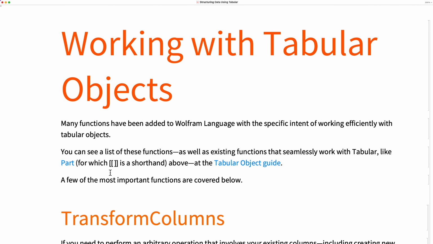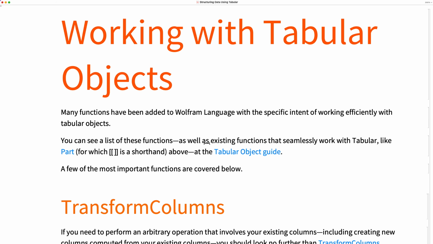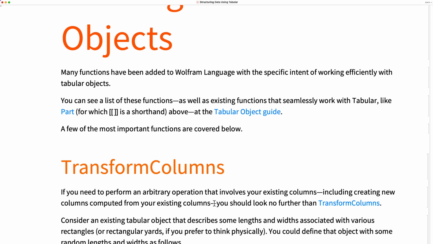How do you actually work with these things? Because it's all well and good to import it and look through it and extract a row or extract a column, but how do you actually work with them? Well, we've added a bunch of functions to Wolfram Language that have the specific intent of working efficiently with tabular objects. And if you want to check those out, you can always click on this and see the tabular object guide. But we'll talk about a few of the most important functions here.